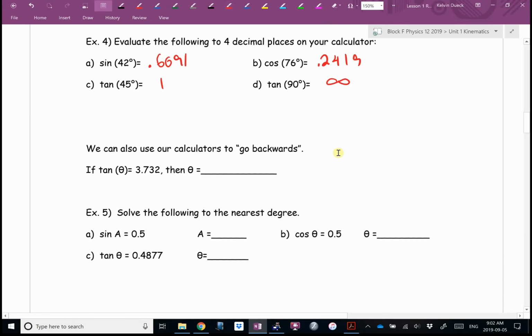We can also use our calculators to go backwards. If in my calculator you give me an angle, I can tell you its sine or its cosine or its tangent. Also, if you give me a decimal value that is a sine or a cosine or a tangent, I can tell you what angle it came from. So if I tell you that we took the tangent of a mystery angle and our calculator said 3.732, how can I find angle theta? Who remembers how to do that?